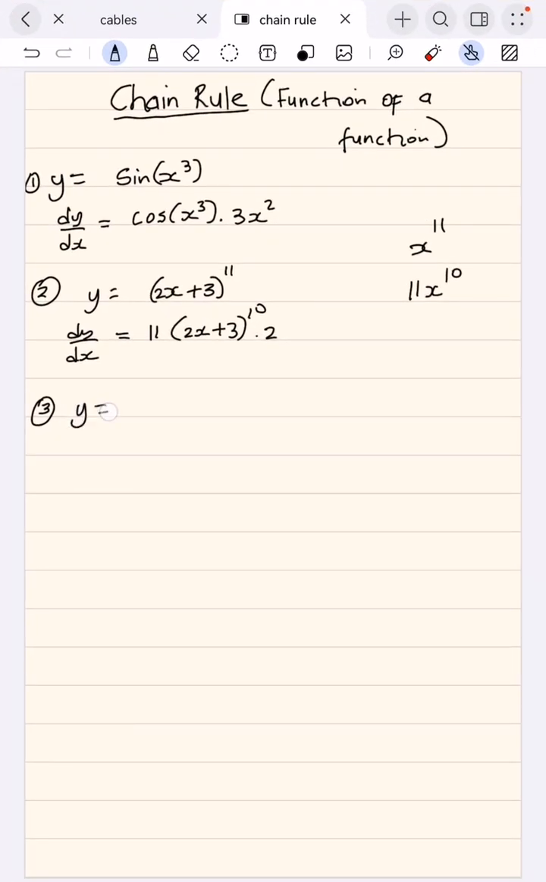So they say ln kx. So now if you don't want to get confused, say this is ln and inside your ln you have kx. The main function is ln. The second function is kx. So kx is like saying 2x. What is the differentiation of 2x? It's 2. What is the differentiation of kx? It's k. So let's do it.